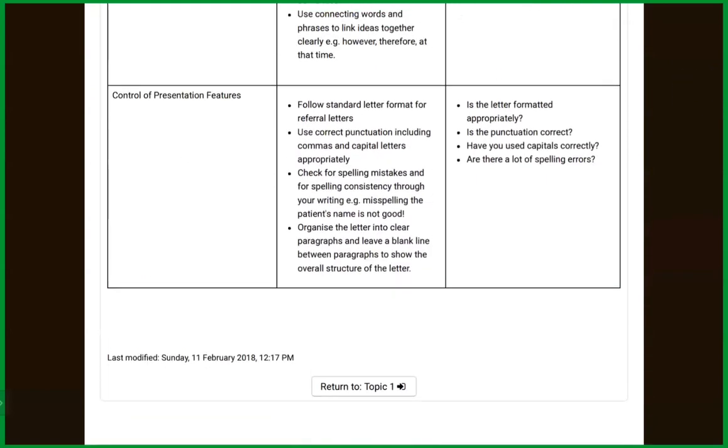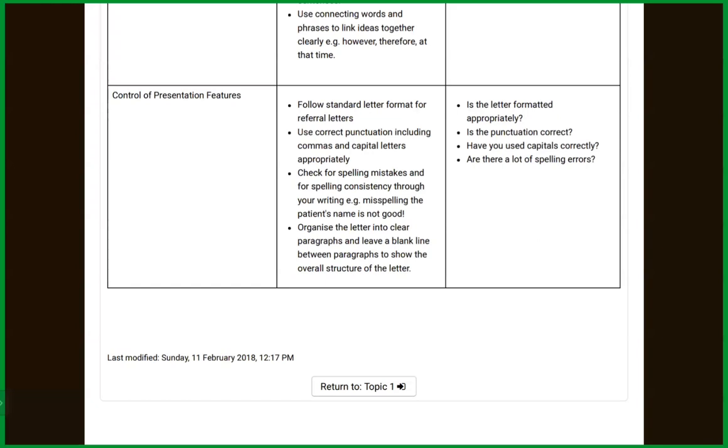The last criterion is control of presentation features. Control of presentation features includes following the standard letter format for a referral letter. So we have a format: first we need to write the address or date. Second, you can write either the address or date. Third, after that, the salutation like Dear Dr. X or Dear Sir or Madam. Followed by that, you can write the referral, that is RE, name of the patient and age or date of birth. After that, the content. That is our format of the letter.